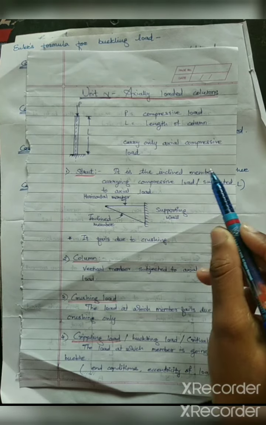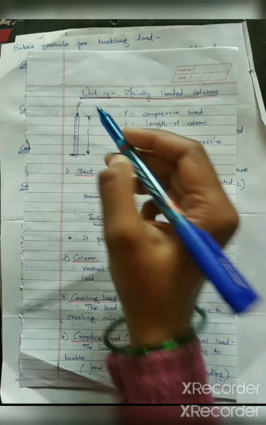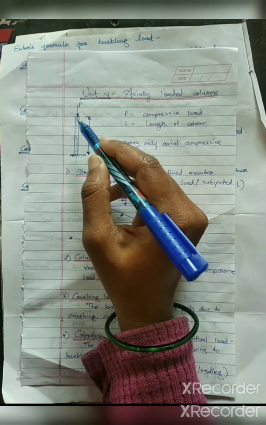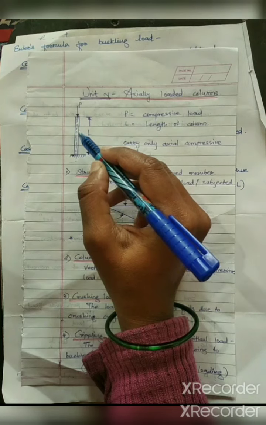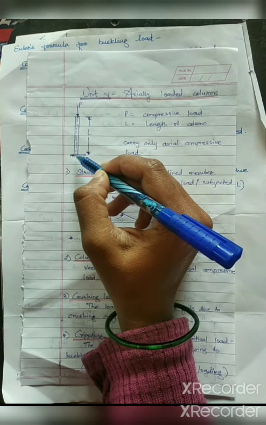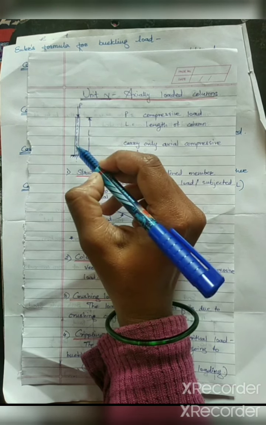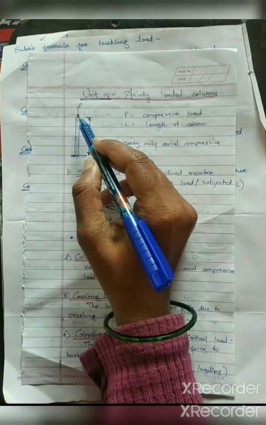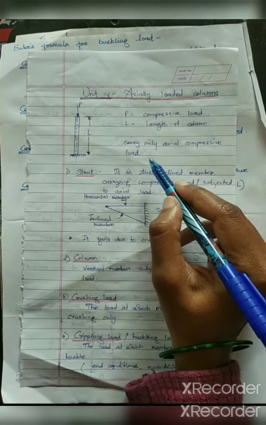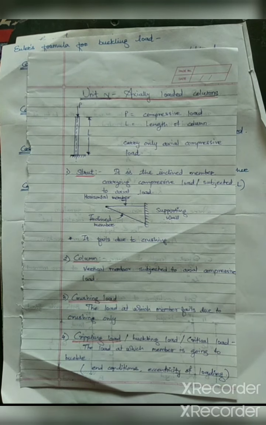Why axial compressive? Axial compressive load means this is the axis of the column, and this axis passes through the centroid of the column. Along this axis our compressive load is acting, so that's why we call this load an axial compressive load. Here there are some terms given, and we will study their definitions. First one is the strut.